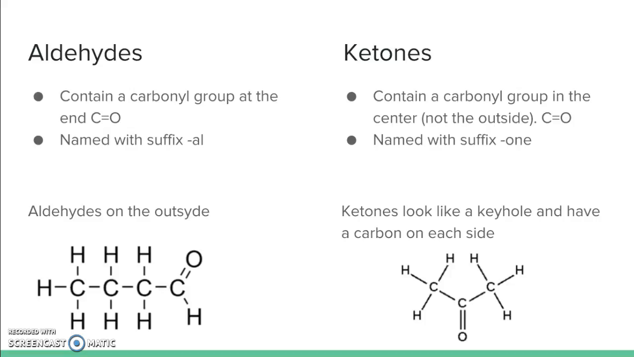So the memory trick I have for aldehydes is aldehydes on the outside and ketones in the middle. As you can see, the aldehyde is on the outside, and since we've identified the aldehyde, which I will circle, we know that since there's 1, 2, 3, 4 carbons, it's going to be some form of butane, and since it's an aldehyde and they have the suffix "-al", it's going to be butanal. So ketones.